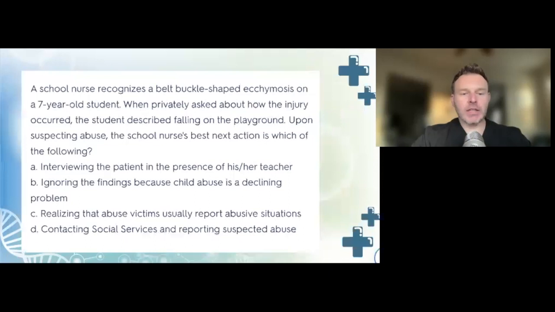A school nurse recognizes a belt buckle shaped ecchymosis on a 7-year-old student. When privately asked about how the injury occurred, the student described falling on the playground. Upon suspecting abuse, the school nurse's best action is which of the following? A, interviewing the patient in the presence of his or her teacher, B, ignoring the findings because child abuse is a declining problem, C, realizing that abuse victims usually report abusive situations, D, contacting social services and reporting suspected abuse.